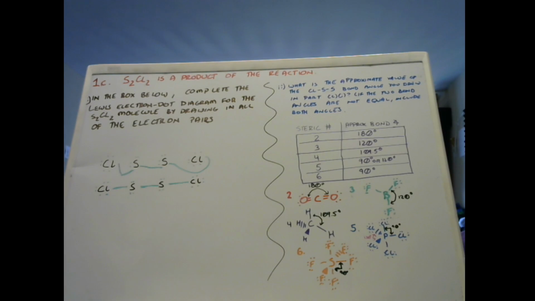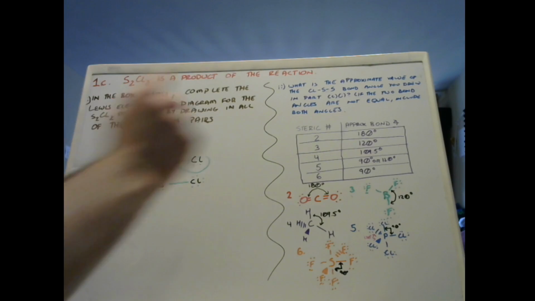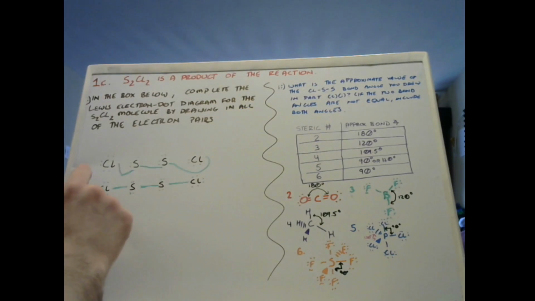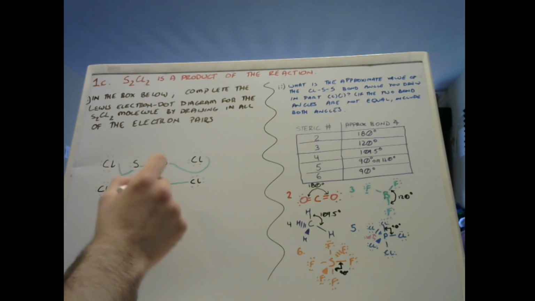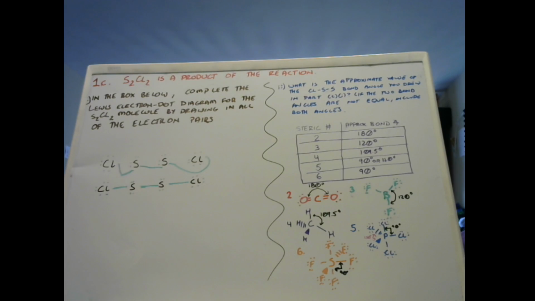Question 2 asks, what is the approximate value of the Cl-S bond angle you drew in part C1? If the two bond angles are not equal, include both angles. Whenever you have this question, what you need to ask is, what's your steric number? As in, how many things or regions of electron density is your molecule talking about? You're talking about the Cl-S bond, so you're focusing on this S in the middle. Or this S, we'll talk about both.